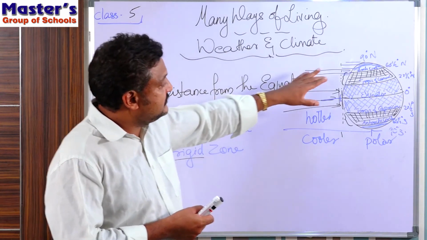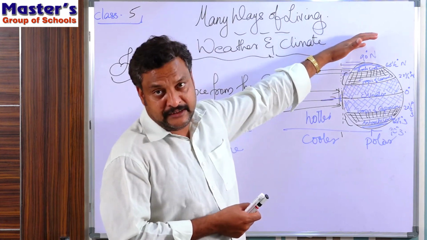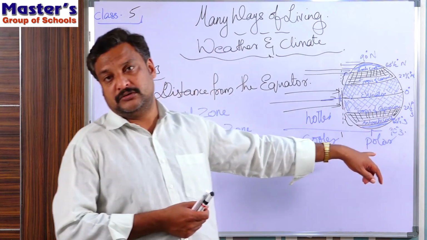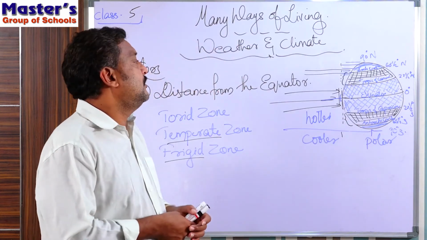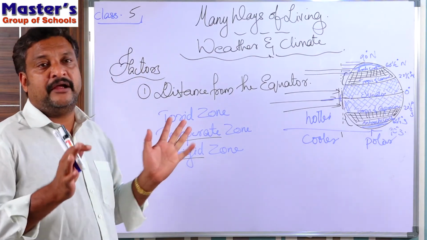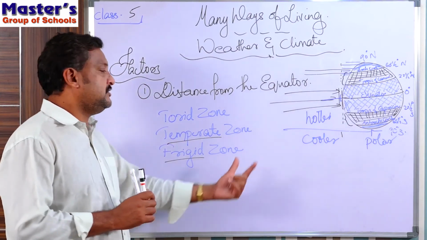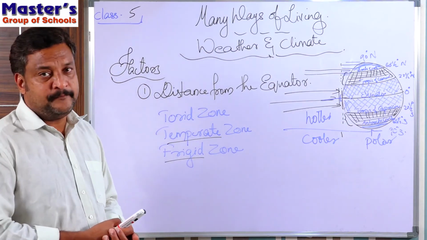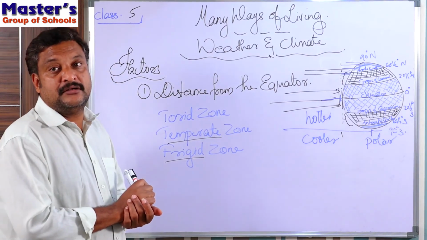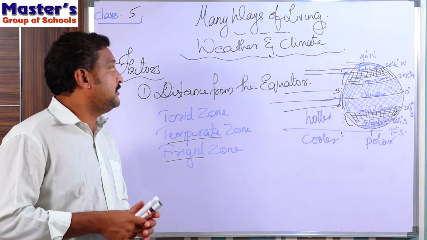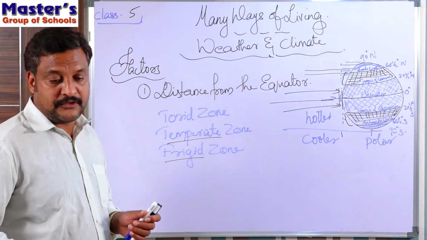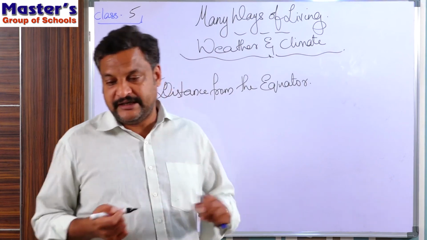Right? From the Arctic Circle to the North Pole, 90 degree North Pole, and the Antarctic Circle to the polar region, the South Pole, 90 degrees South. They hardly receive any sunshine during the daytime, and it is very cold. And as it is too cold, the region is known as a frigid zone. Okay, and this is how distance from the equator influences the climate or weather conditions of a region. Got it? Okay. Now, the second factor is altitude.